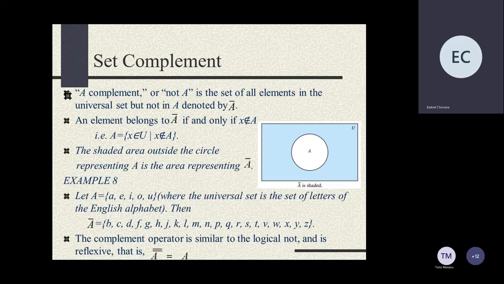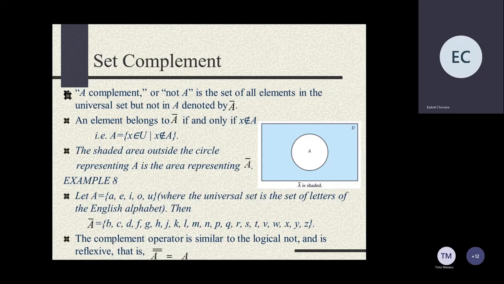That is, x must be an element of the universal set, but not in A. As a Venn diagram, you'll be shading the part which is outside that given set. There's an example attached to this slide, which says let A be the set of vowels, where the universal set is the set of letters of the English alphabet.